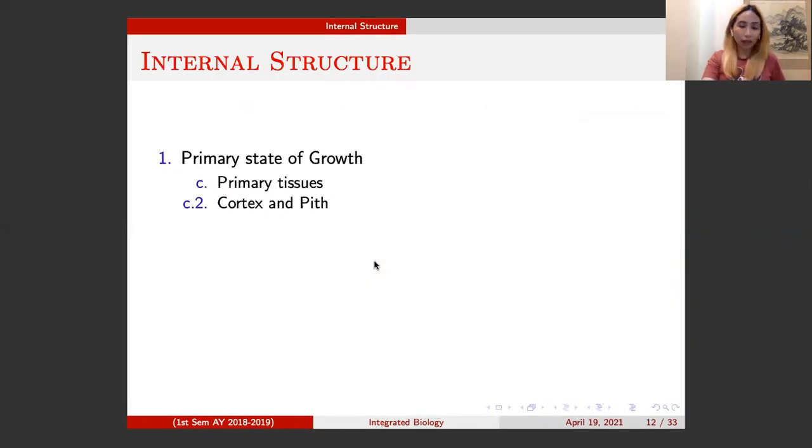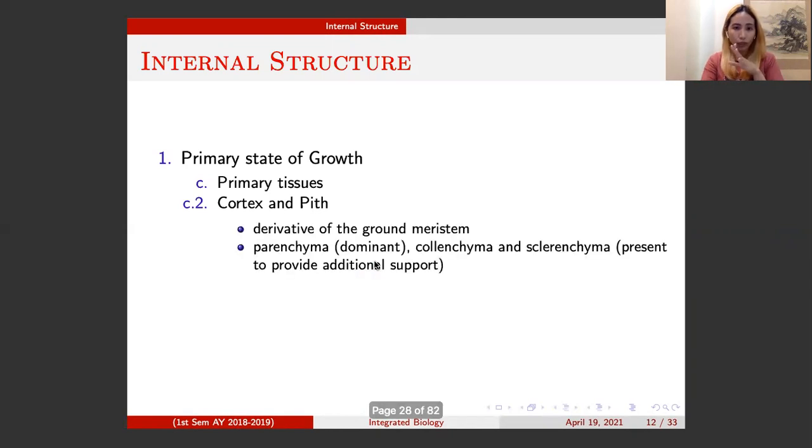And then after the epidermis, going in, we have the cortex and the pith. As I mentioned earlier, depending on the region, pwede kang magkaroon sa isang plant ng cortex and pith, or pwedeng wala. Before we go there, i-discuss muna natin kung ano yung characteristics ng cortex and pith.